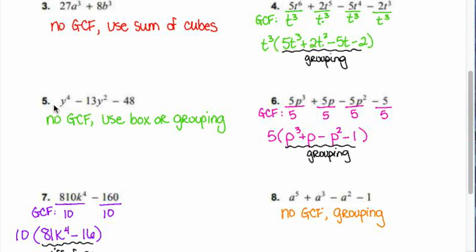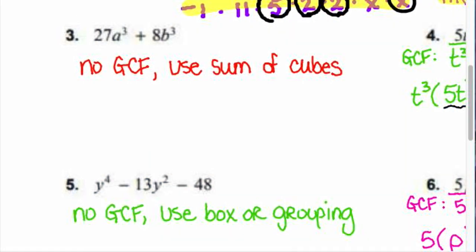So I'll do number 3, number 5, and number 6. For problem number 3, we do not have a GCF, and then I identified this as sum of cubes. Remember, sum of cubes means that we have a perfect cube, we have a perfect cube, and there's a plus in between them. So that's sum of cubes.